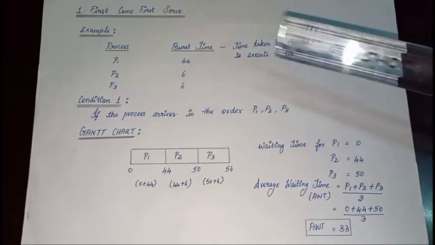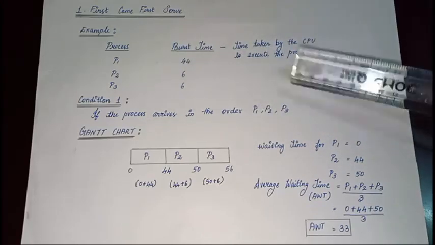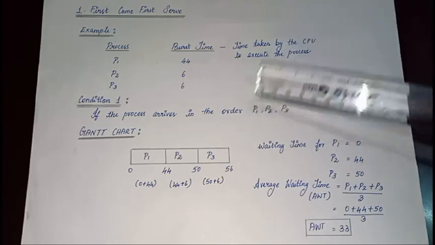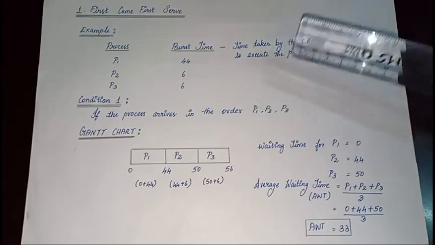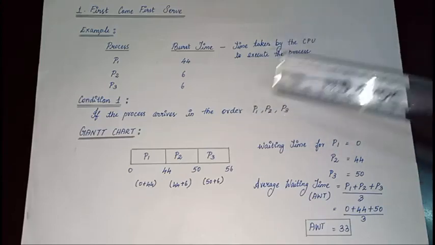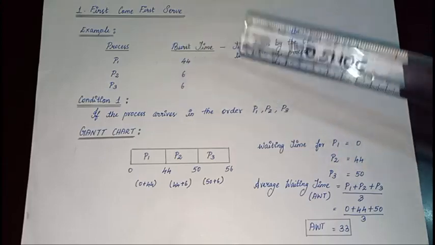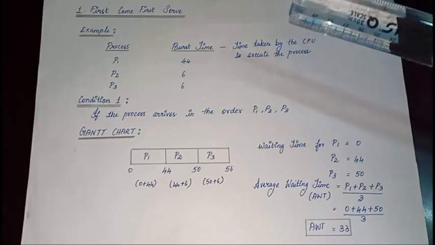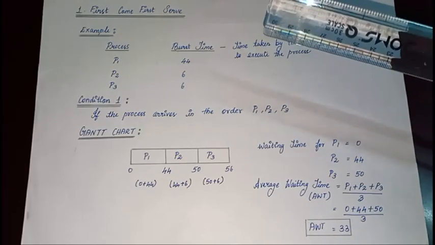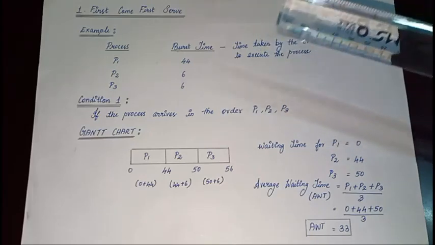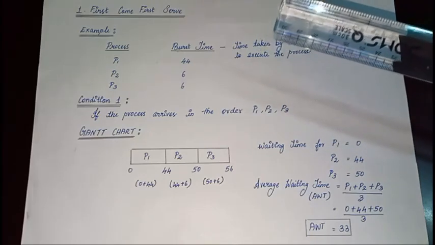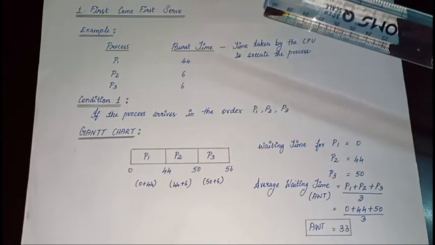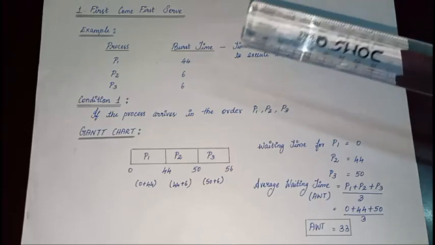Let us take condition 1, where the process arrives in the order P1, P2 and P3. The order which is given here may change at any time. This order may be P2, P1, P3 or P3, P1, P2, so any logic can be applied here for the calculation. Let us consider that the processes arrive in the order P1, P2, P3. Now let us draw the Gantt chart. A Gantt chart is a kind of bar chart which is used for analytics.